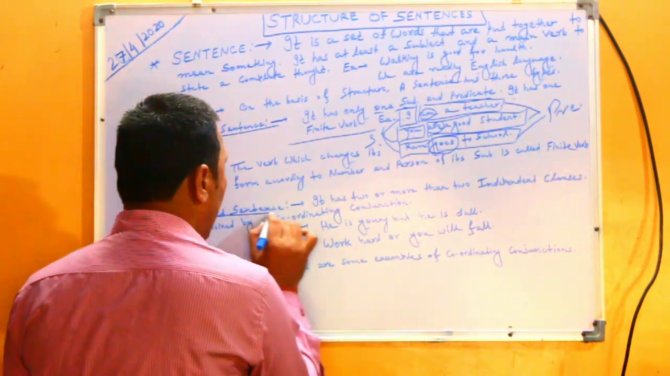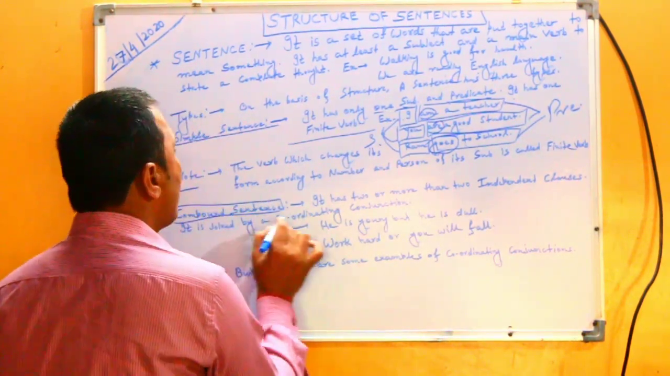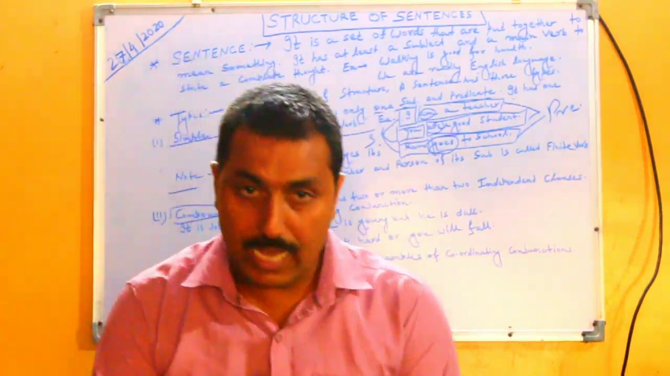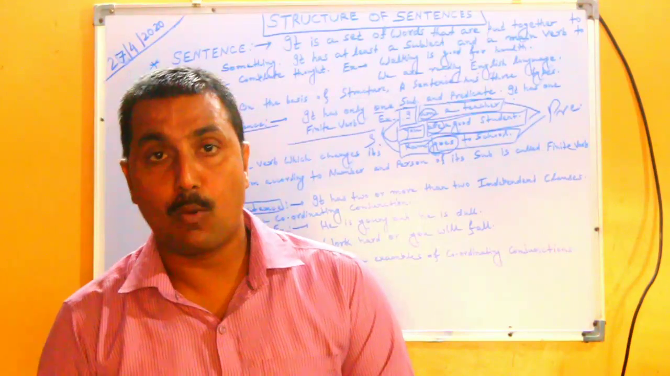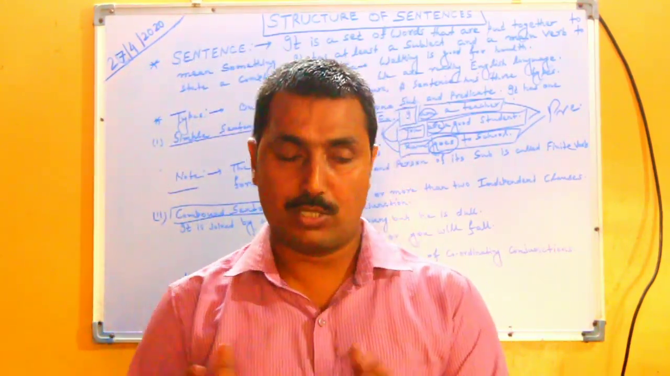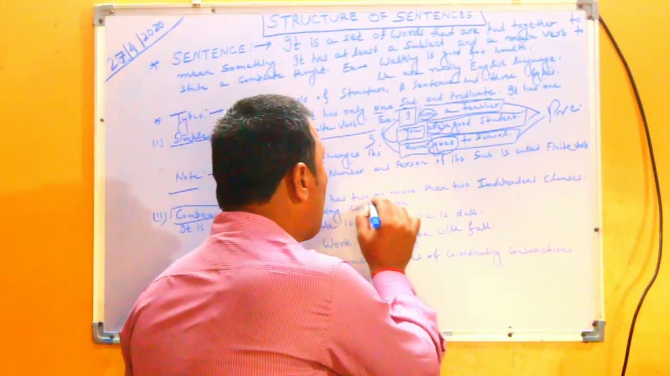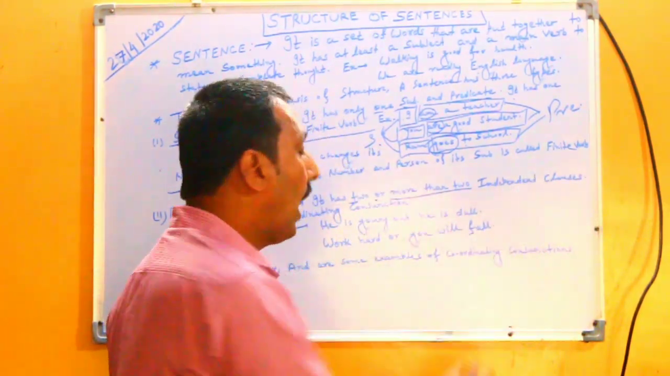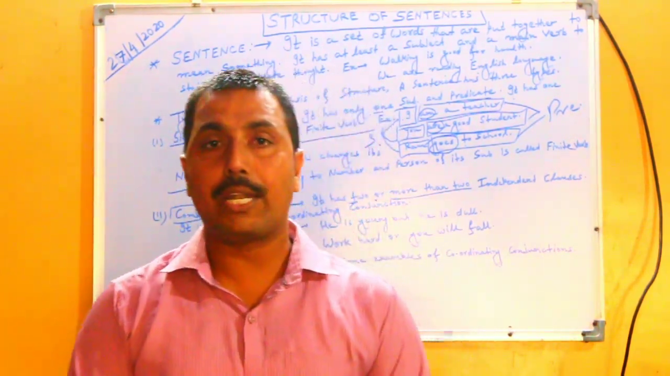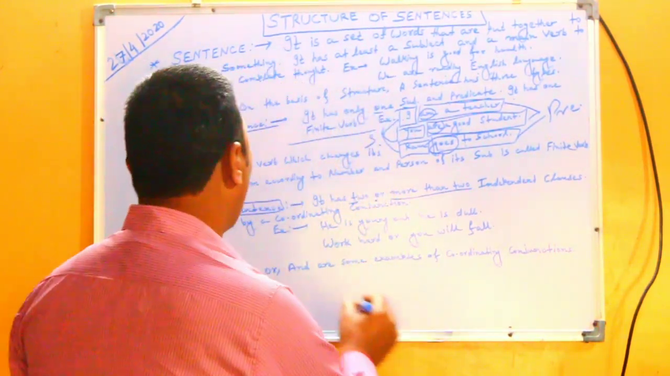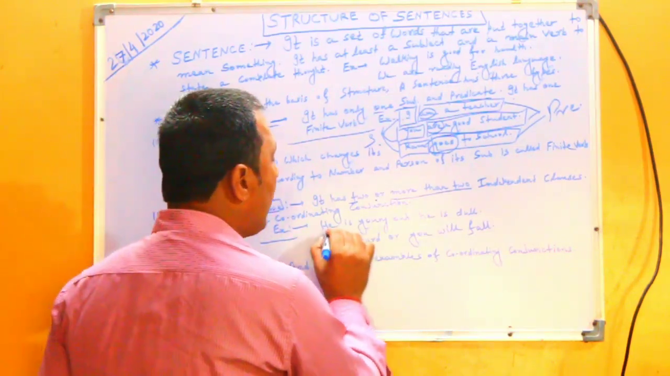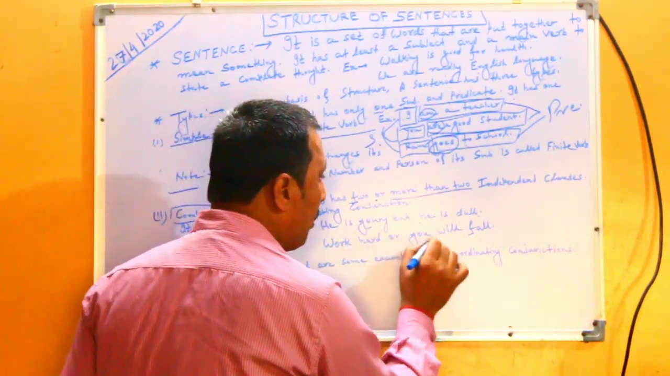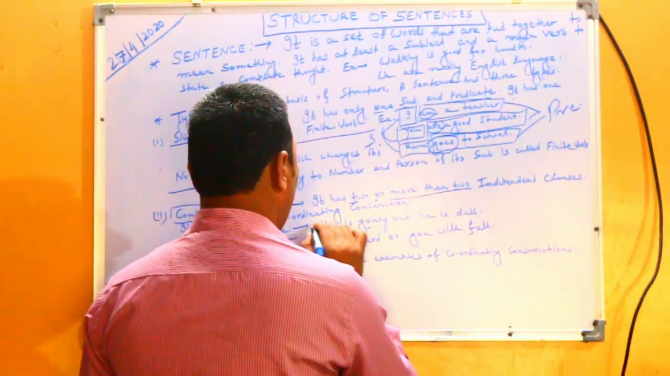Second kind of sentence is compound sentence. Compound sentence is the mixture of two sentences, and in that two sentences both are independent clauses. Sometimes it has two or more than two independent clauses, and it is joined by coordinating conjunctions. For example, he is young but he is dull, or work hard or you will fall.